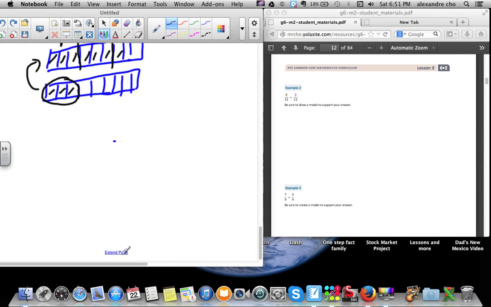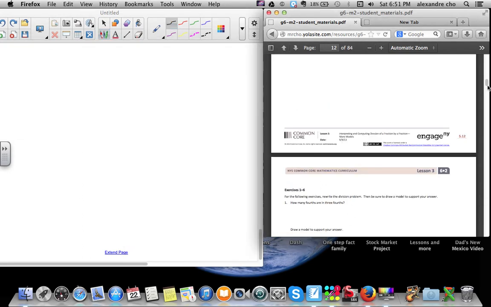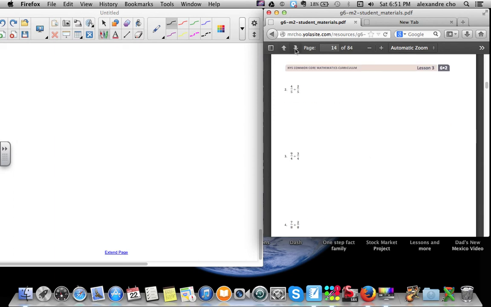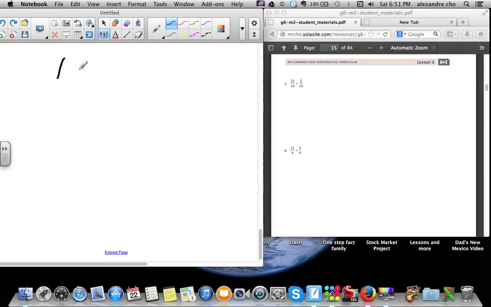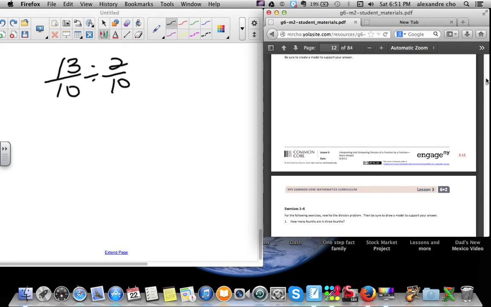Okay. Let's see. And then we have, yeah, that was it. 2 questions in one sheet. That's a lot of paper. 12, and we're going to page 15. 13, 14, 15. In 15, there's also only 2 questions. My goodness. Okay, so 13 over 10, and we're dividing this by 2 over 10. Okay, so I don't know what the question said, but I'm assuming they want us to draw a model. No? Did they say anything about model? Okay, what page is this? 12?